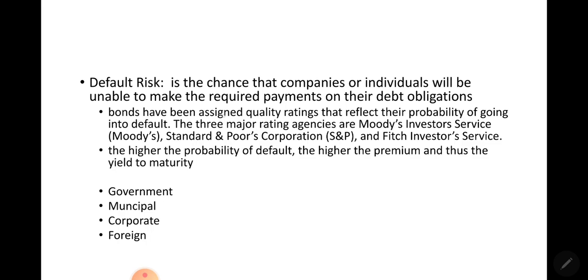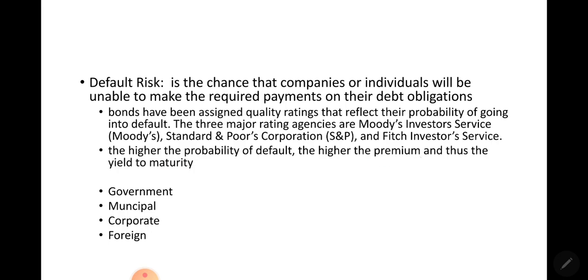Bonds have been assigned quality ratings that reflect their probability of going into default. The three major rating agencies are Moody's Investor Service, Standard and Poor's Corporation, and Fitch Investor Service. So these three organizations provide rating services. They provide rating for different bonds. The higher the probability of default, the higher the premium and thus the YTM.